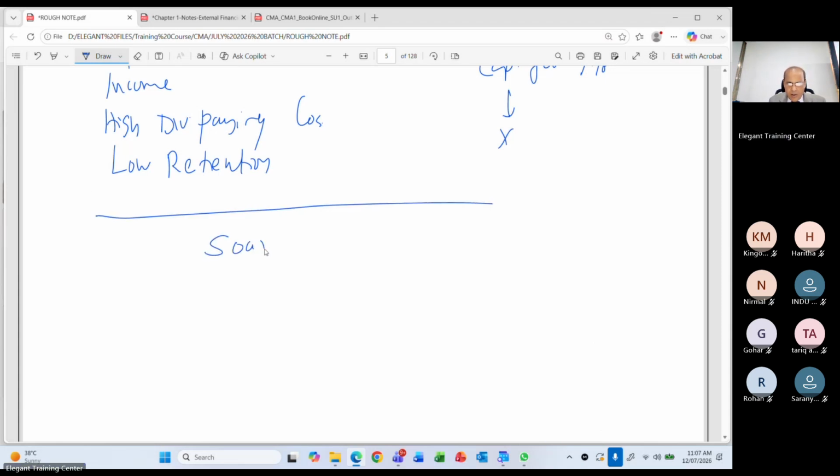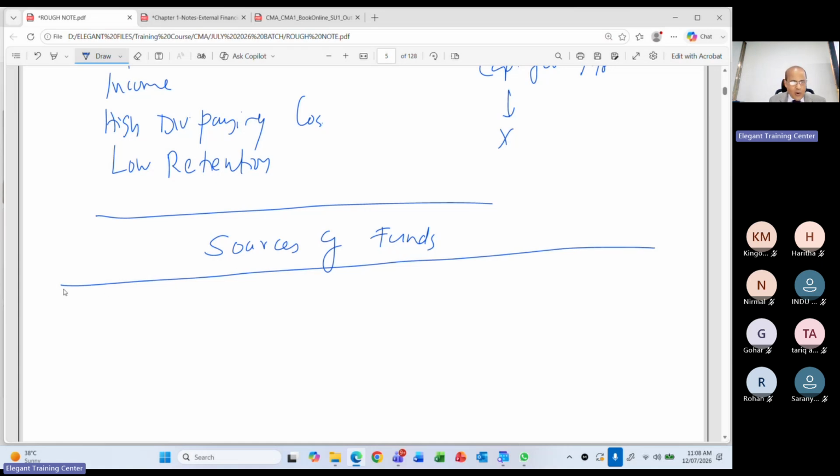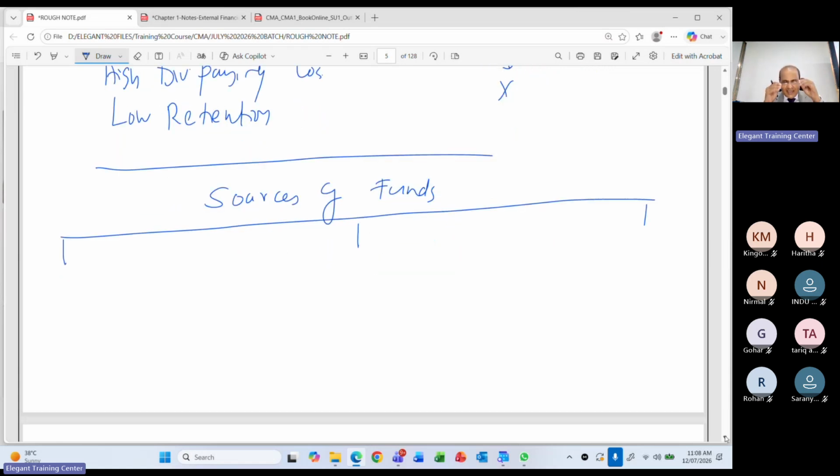Sources of funds for your company. A company can raise money from various sources. What are the sources? First is share capital.